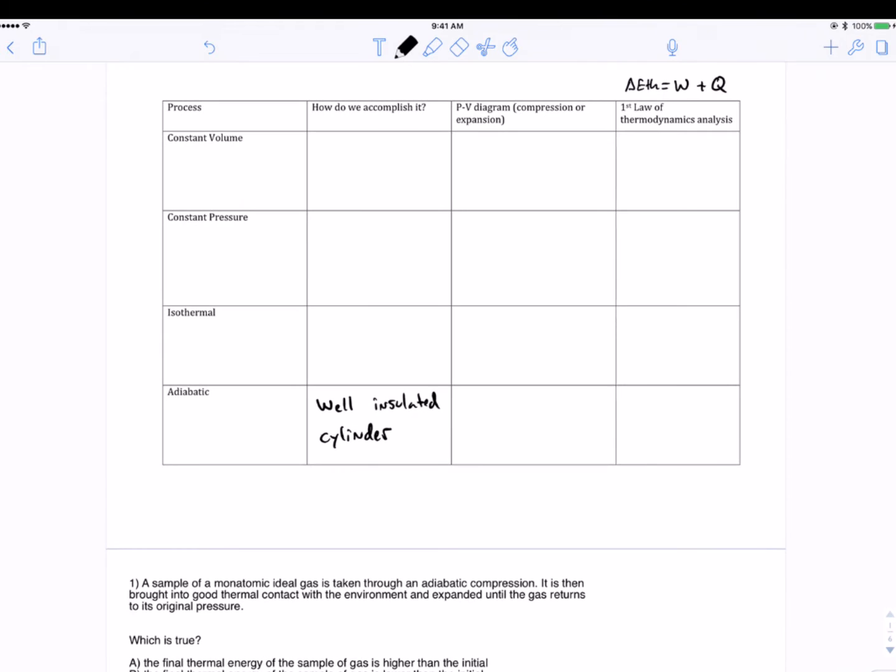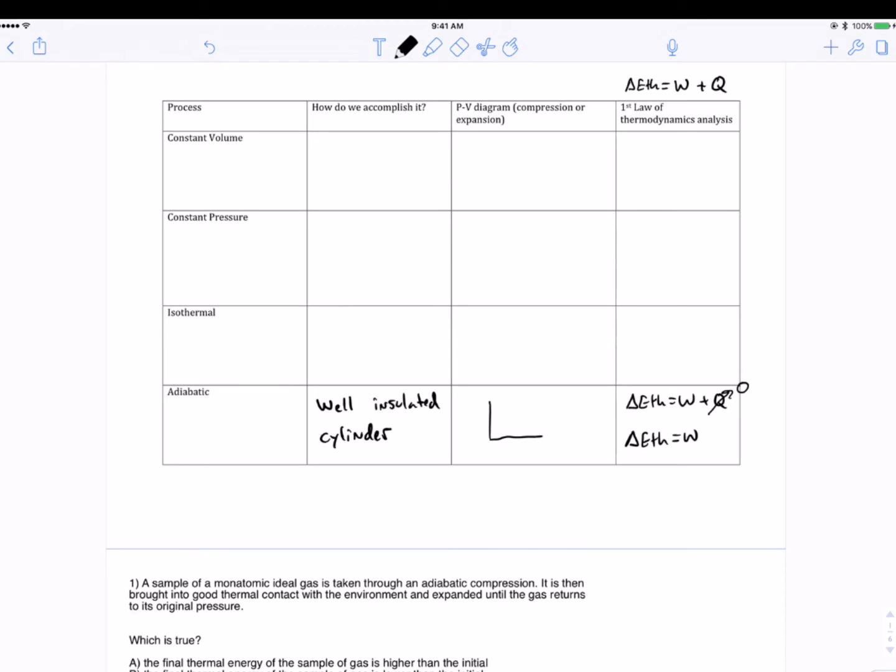Let's think about an adiabatic process, how it relates to the first law of thermodynamics equation, delta E_th equals W plus Q. And that's the W meaning the work that the surroundings does on the gas. So delta E_th equals W plus Q. Well, Q is going to be 0. Like we said, the cylinder is not going to allow any heat transfer. So delta E_th will equal W.